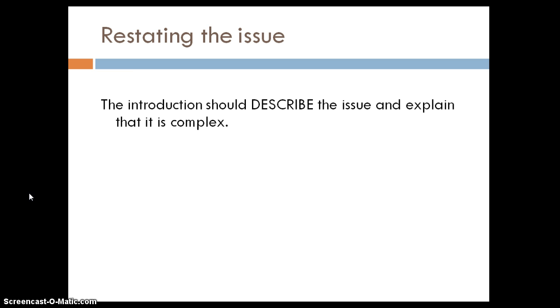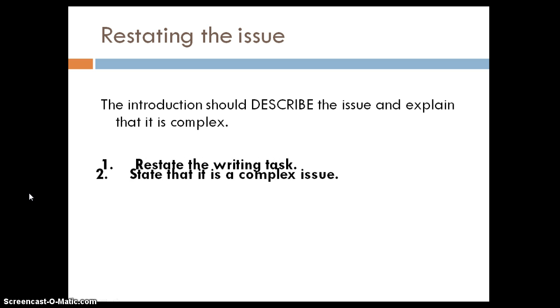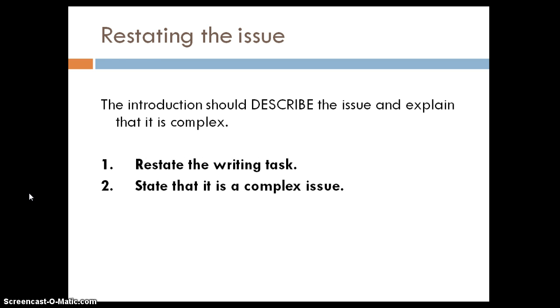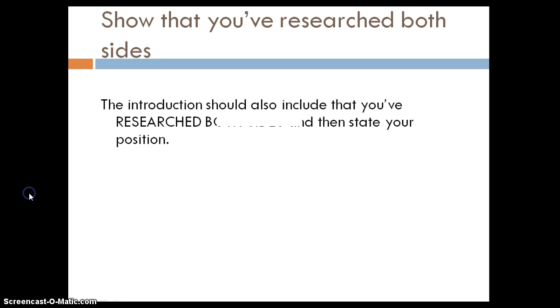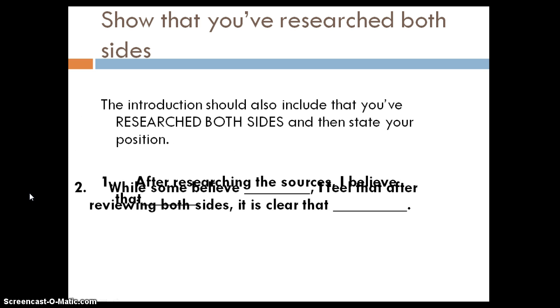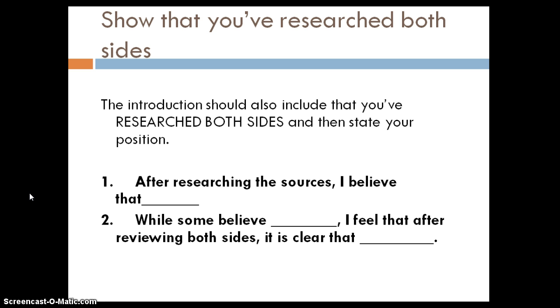So the intro has to describe the issue, explain that it's complex, which I just mentioned. You're going to restate and then explain that it's complex. Obviously, show that you've researched both sides. Some sentences you might use to do this is, after researching the sources, I believe that, and then you put your side. Or while some believe, and then you put the opposing side, I feel that after reviewing both sides, it's clear that, and you explain your side.